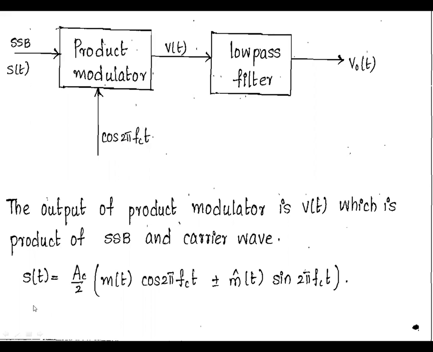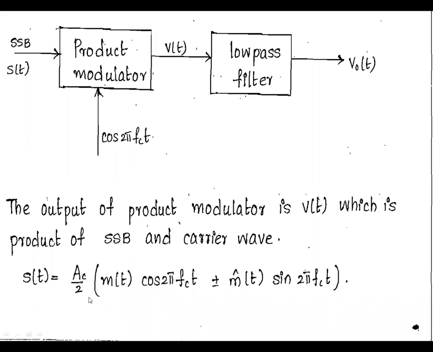Let's see an example. S of t signal is the SSB signal. S of t is Ac by 2 M of t cos 2 pi f_c t plus or minus M cap of t sin 2 pi f_c t. This is the SSB signal, S of t, which is applied to the product multiplier.